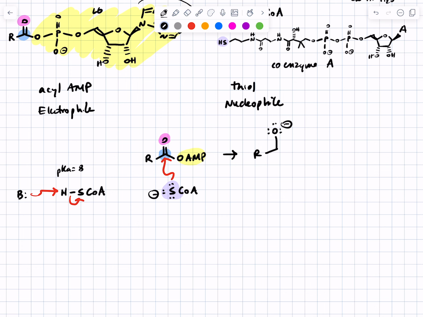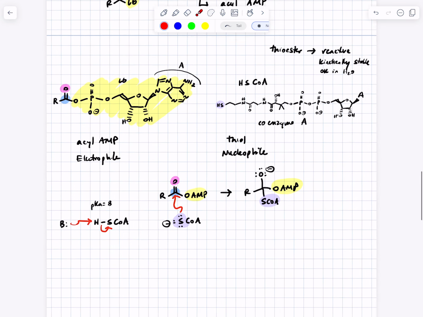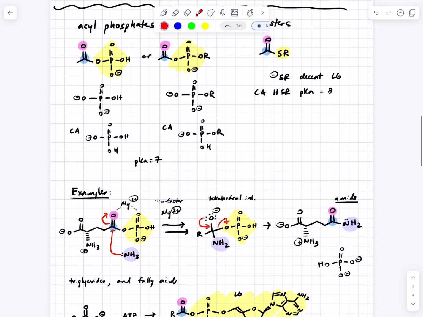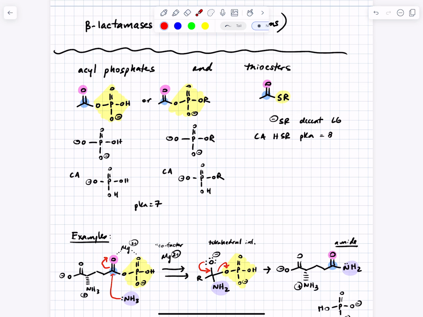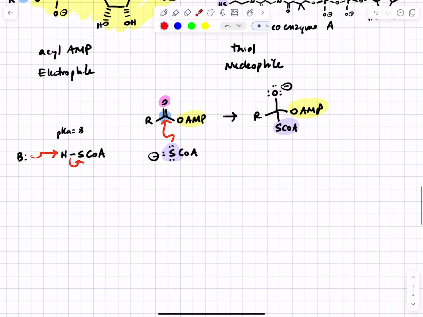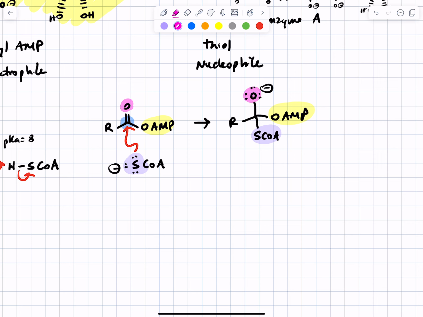Get the tetrahedral intermediate, and then the best leaving group can leave. If you've been paying attention to the pKa's, the conjugate acid of the thiol has a pKa of around 8. The conjugate acid of the phosphate group that's going to leave has a pKa of around 7. So it's 10 times a better leaving group. And that's why when the electrons kick down, the AMP group leaves, and you're left with the coenzyme A thioester.